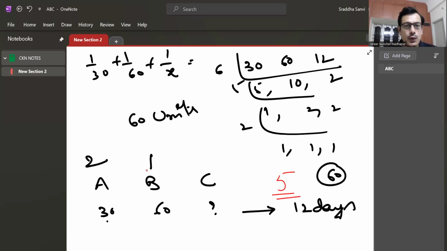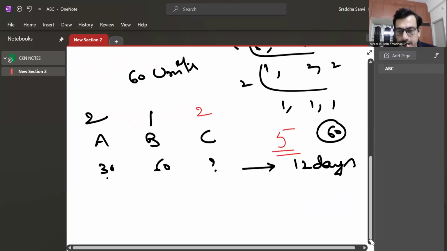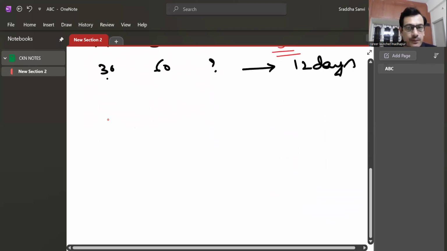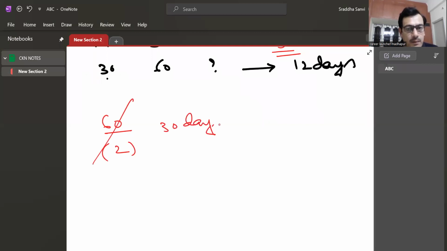Only A and B can do 2 units and 1 unit. Automatically C has to balance the remaining 2 units. That is, C's efficiency is 2 units per day. Total 60 units of work at the rate of 2 units per day, he will take 30 days. The number of days C will take is 30 days here. So without going for the lengthy techniques, I just assume the total number of units and solve the problem. This is the best practice here.